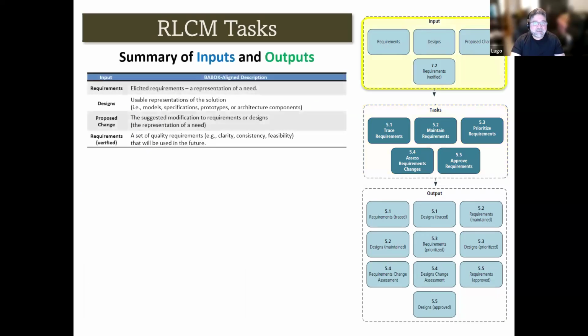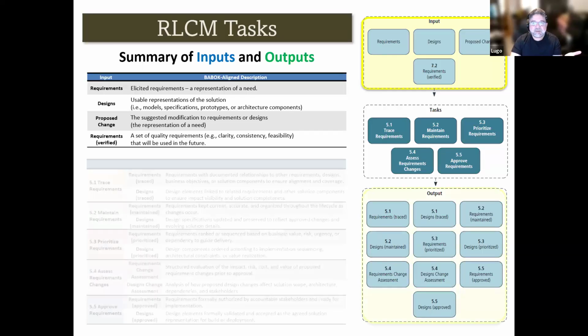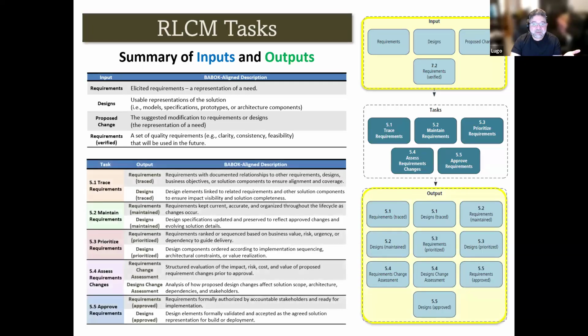To summarize, we have requirements, designs, proposed changes, and then verified requirements. Then we have outputs, which are what we were just referring to: trace requirements, maintain requirements, prioritize requirements, assessing the changes, and finally getting approval.